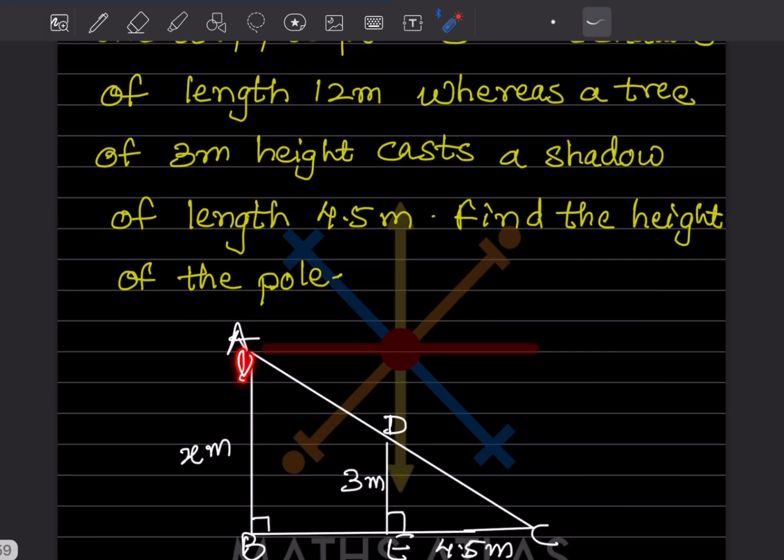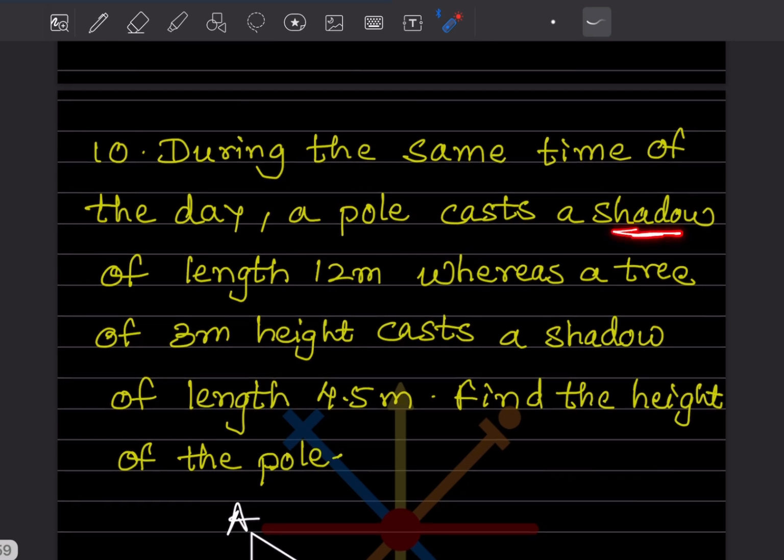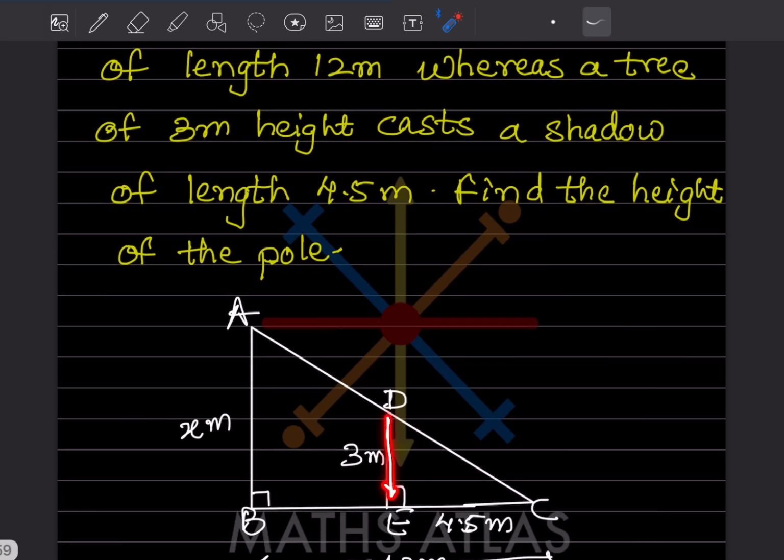So this is the pole. And what is this one? This is given as a cast a shadow of length, whereas a tree of height, that is 3 meter. So this is a tree and this is the pole. They have given the height of the tree as 3 meter. So this is 3 meter.